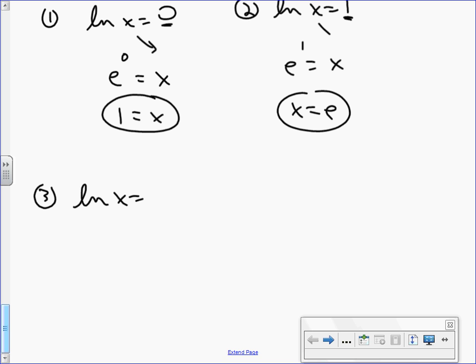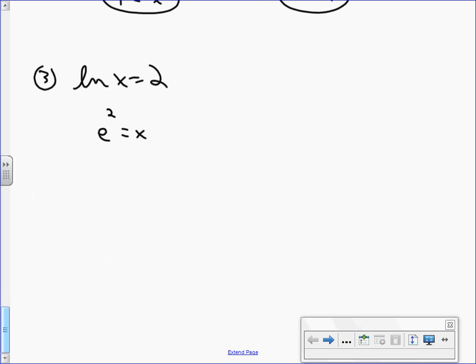ln of x equals 2. If I say solve this, tell me what x equals. e squared equals x. I don't know what e squared is. It's 2.718 something squared. Something smaller than 9. 2.7 squared is something smaller than 9. I can push this into my calculator if I need to get a decimal approximation, but this is considered an exact answer, and it's going to be a perfectly good answer for many things that you're going to do.